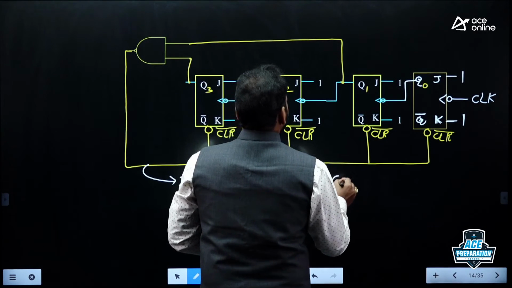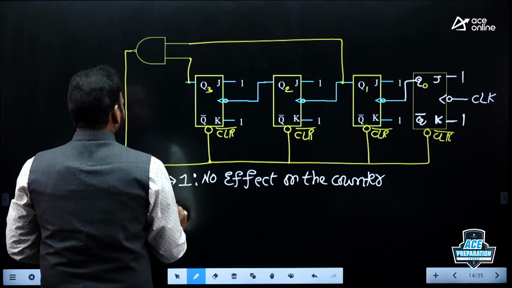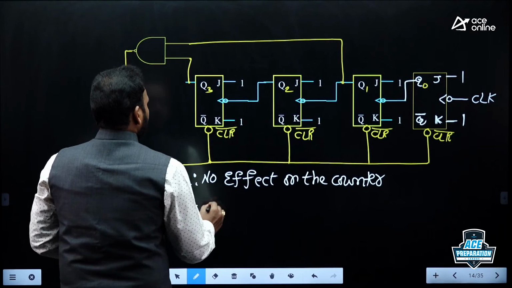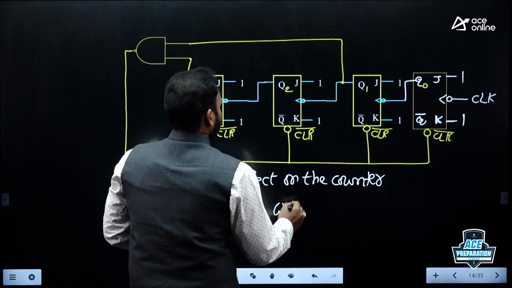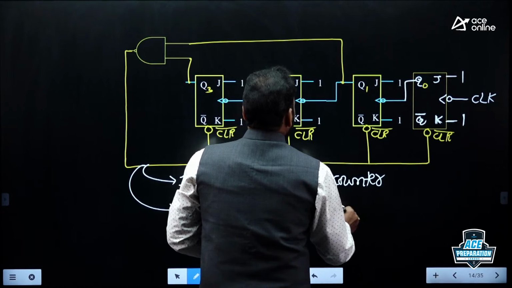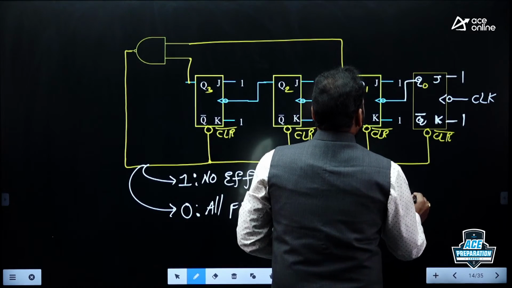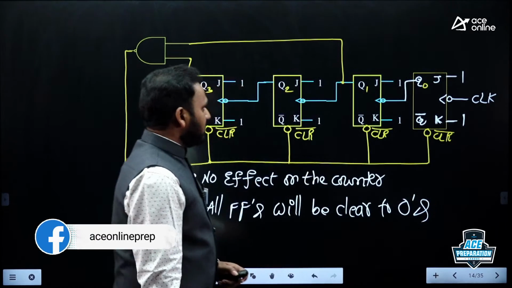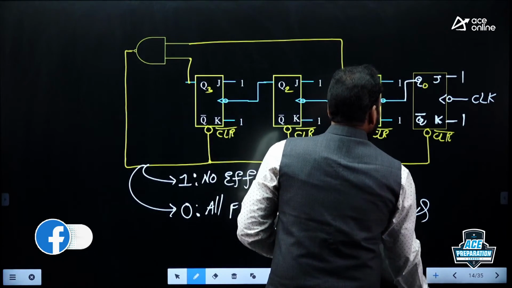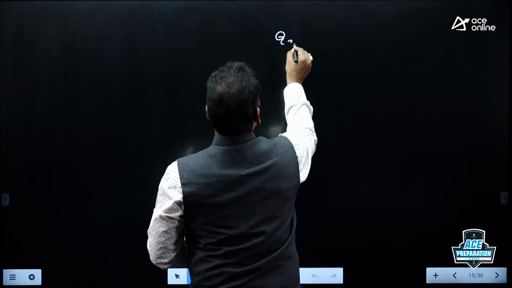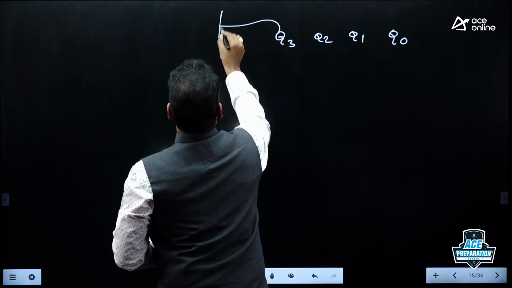No effect on the counter output. But if it is 0, all flip-flops will be cleared to zeros. All the flip-flops will clear to zeros. So this is Q3, Q2, Q1 and Q0. This is a NAND gate.